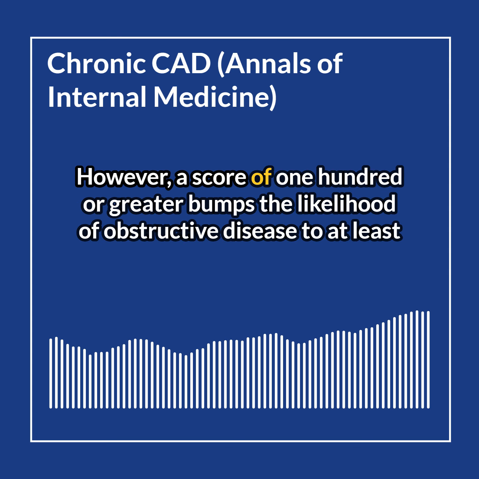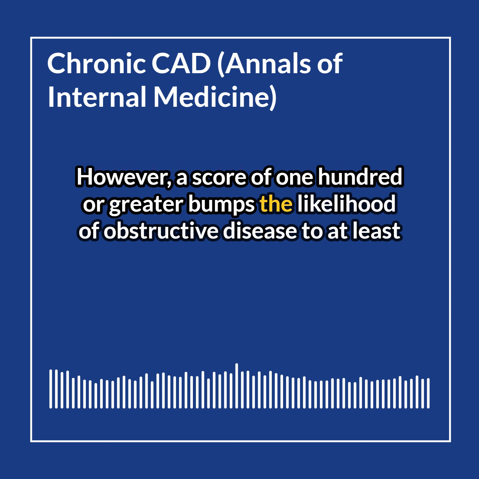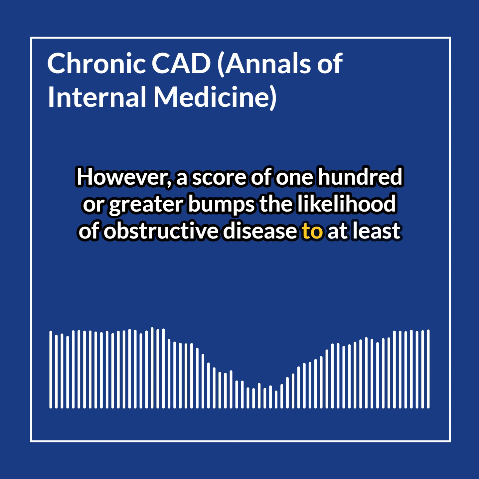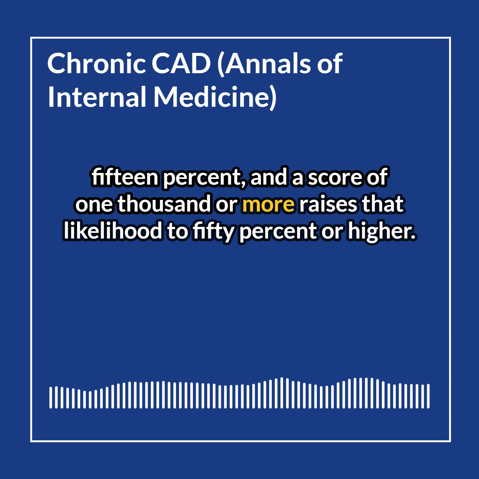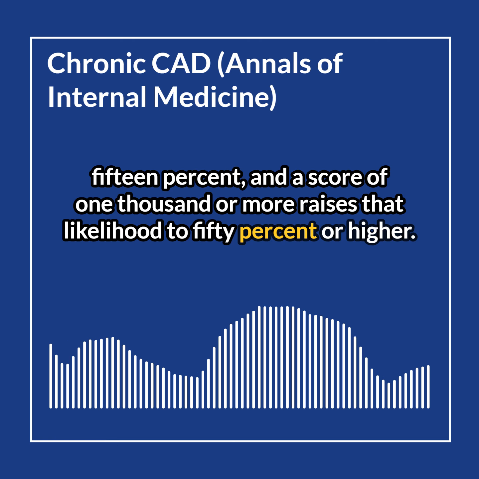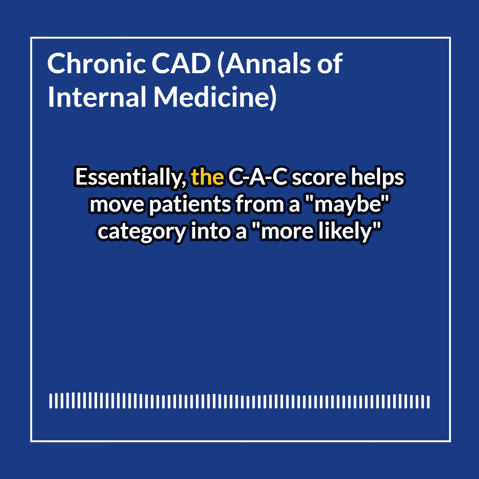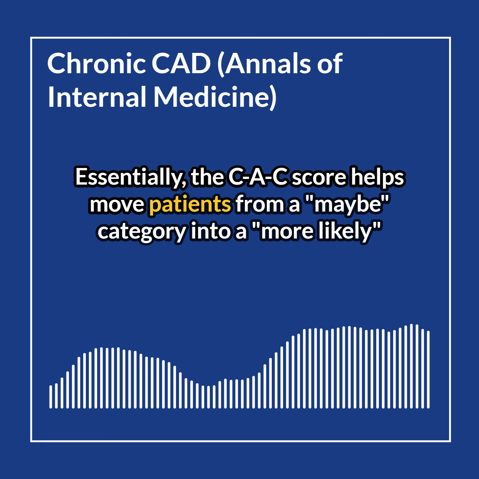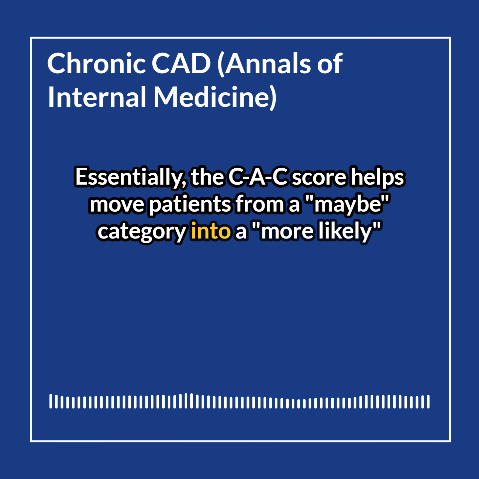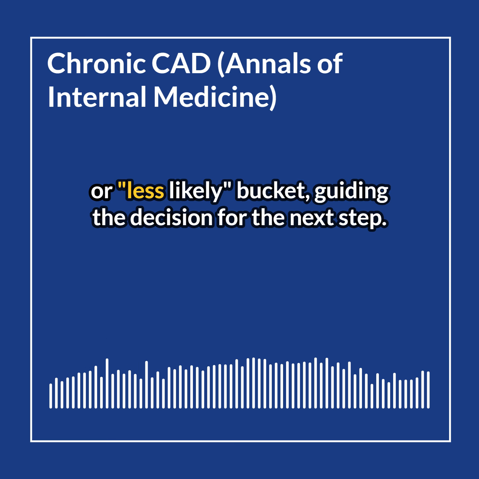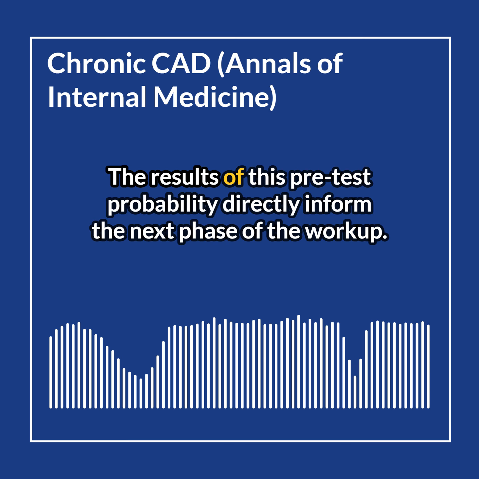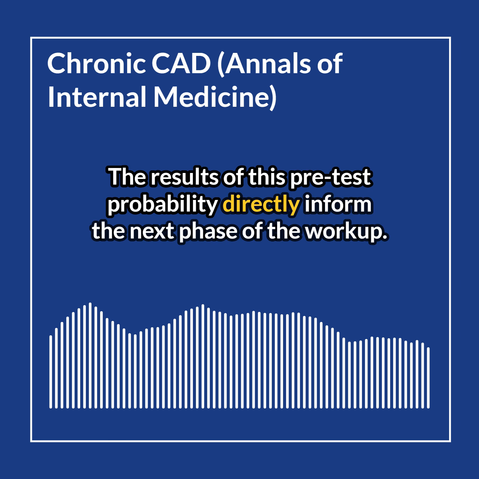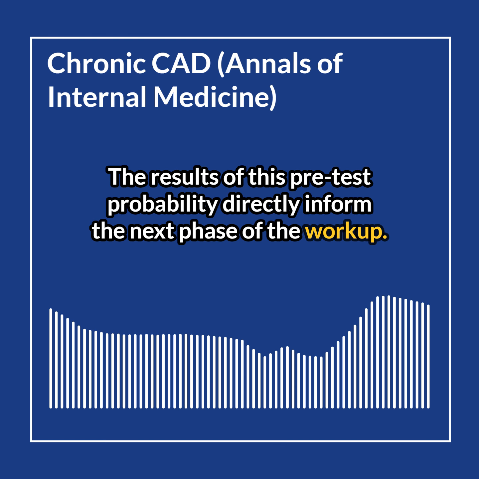However, a score of 100 or greater bumps the likelihood of obstructive disease to at least 15%, and a score of 1,000 or more raises that likelihood to 50% or higher. Essentially, the CAC score helps move patients from a maybe category into a more likely or less likely bucket, guiding the decision for the next step. The results of this pre-test probability directly inform the next phase of the workup.